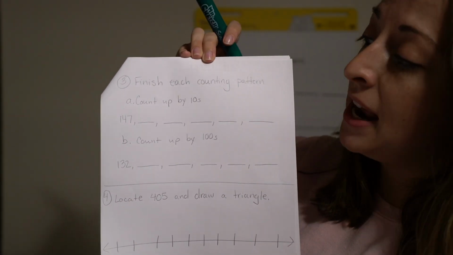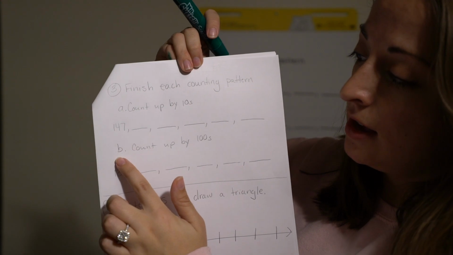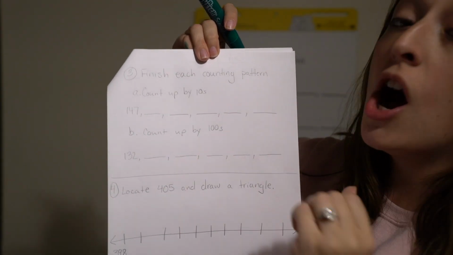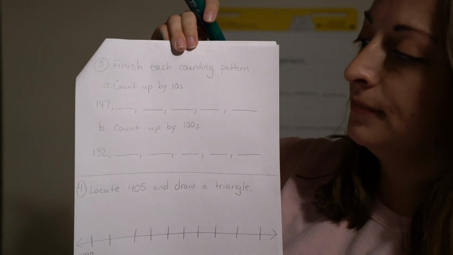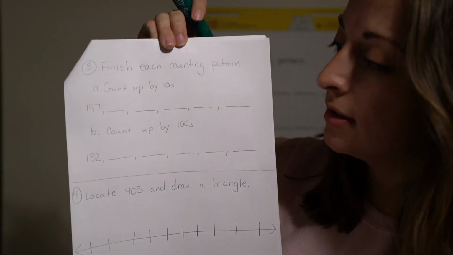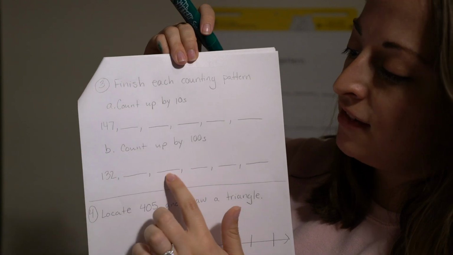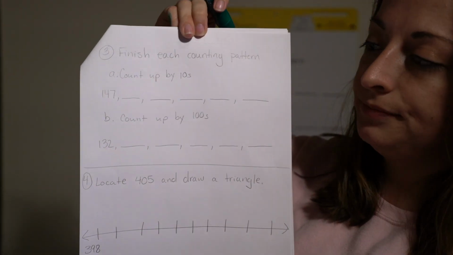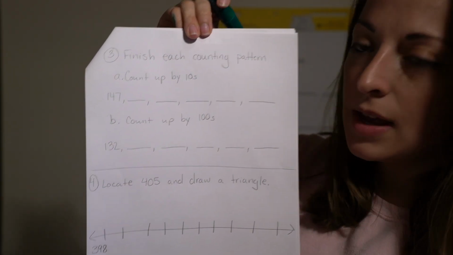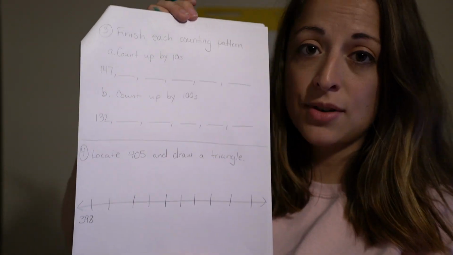Then under that, you're writing B, count up by 100s. And then you're writing 132 with 5 blank lines. Pause this video if you need extra time to write this down.